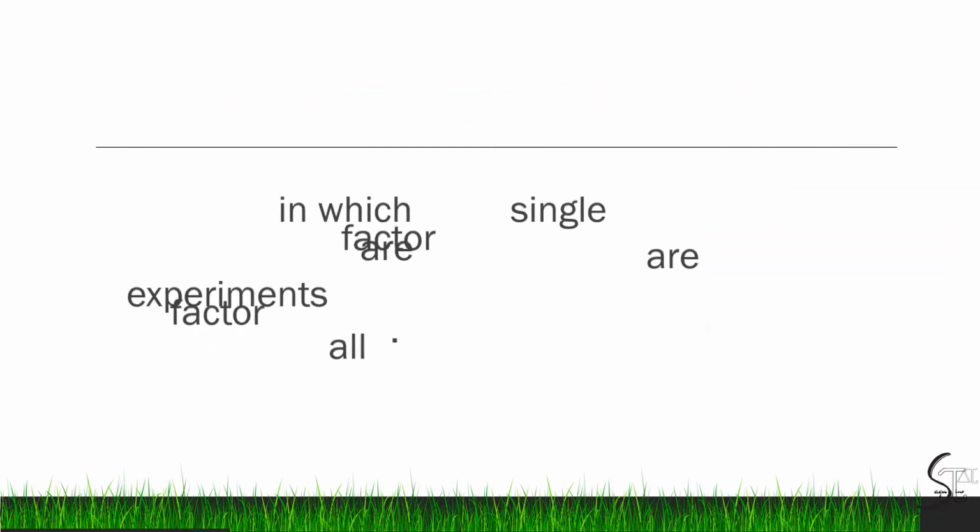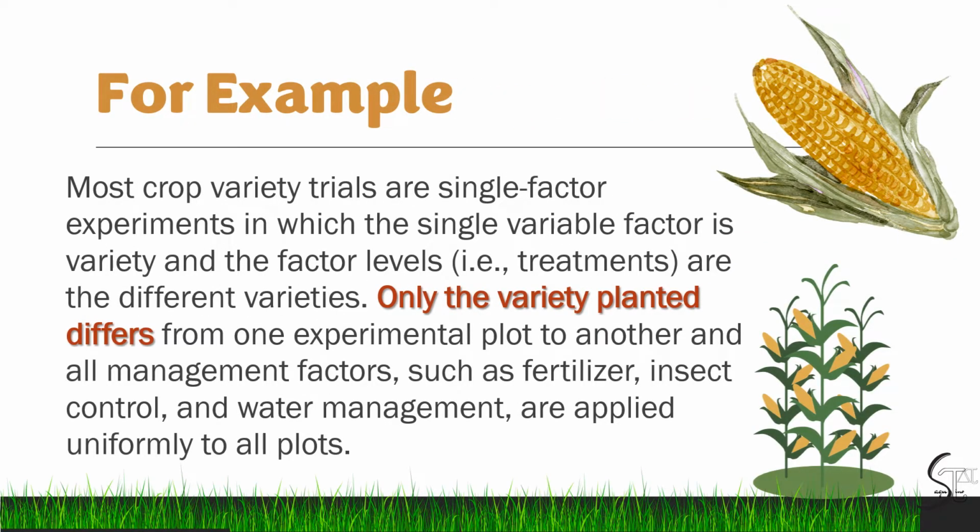So let's have an example. Most crop variety trials are single-factor experiments in which the single variable factor is variety, okay? And then the factor levels, or the treatment levels, are the different varieties. So in other words, only the variety planted differs from one experimental plot to another, and all management factors such as fertilizer, insect control, and water management are applied uniformly to all plots. So the only factor that differs is the variety. All other factors are held constant or uniform to every experimental unit. So that is the single factor experiment where only one factor differs.